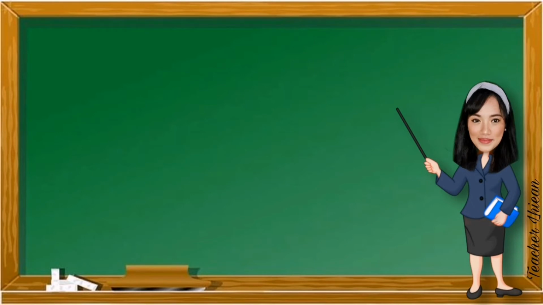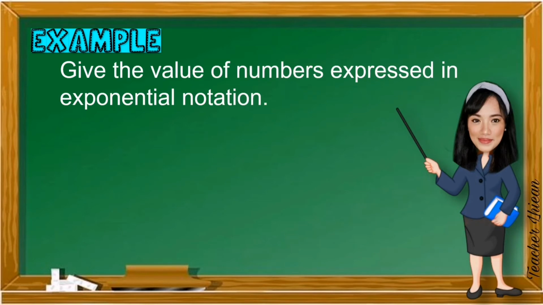Okay, now let us move to another set of examples. So, dito we will be giving the value of numbers expressed in exponential notation. So, ibig sabihin, kukunin na natin yung mismo value ng exponential notation. So, number 1, we have 4 raised to 3. Ang sabi ko nga sa inyo kanina, ang base natin ay imumultiply natin sa sarili niya kung ilan yung sinasabi ni exponent. So, sa number 1, 4 raised to the 3rd power.